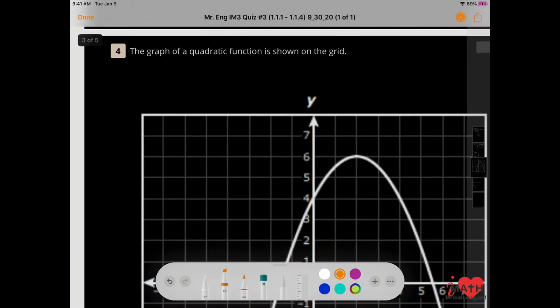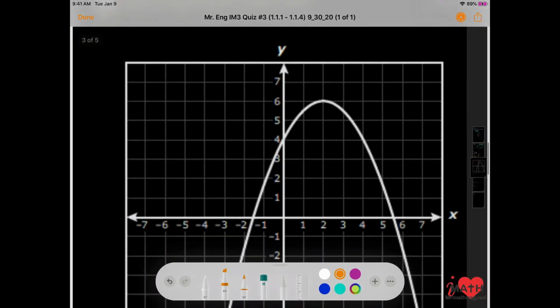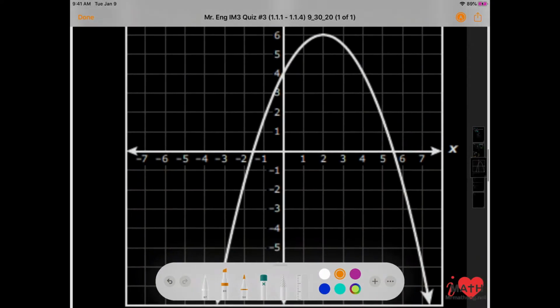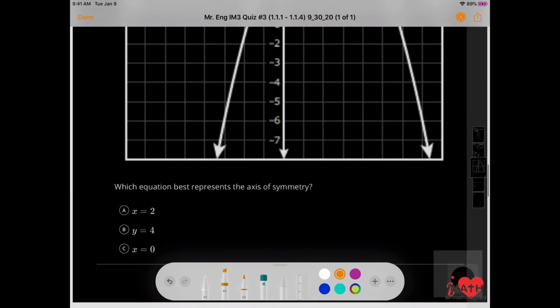All right, let's move on to this question now. Kind of big. I don't know if I can zoom all the way out. Can't. The graph of a quadratic function is shown on the graph. Which equation best represents the axis of symmetry?